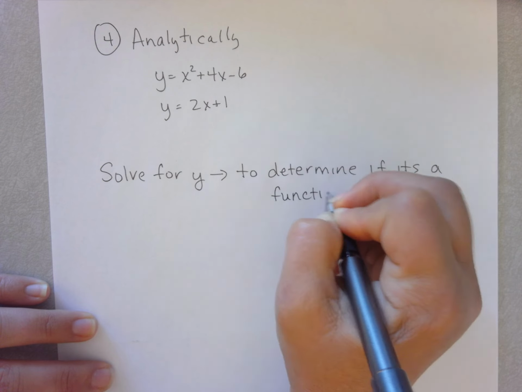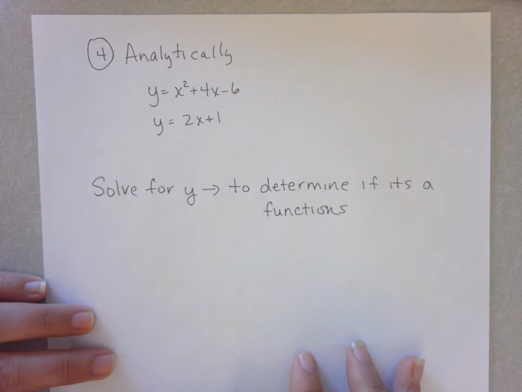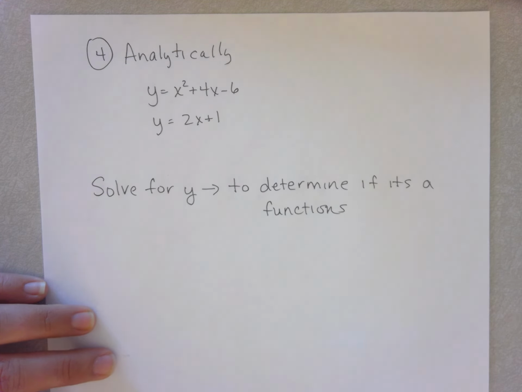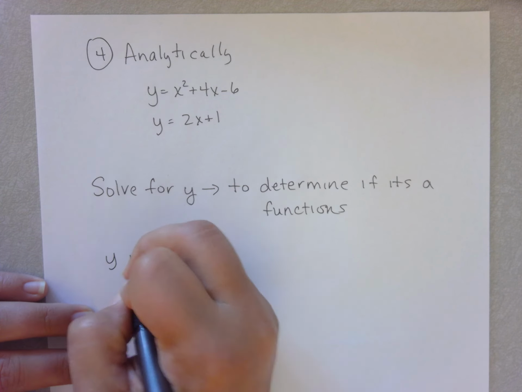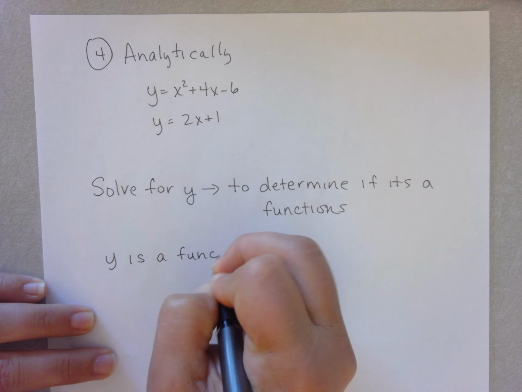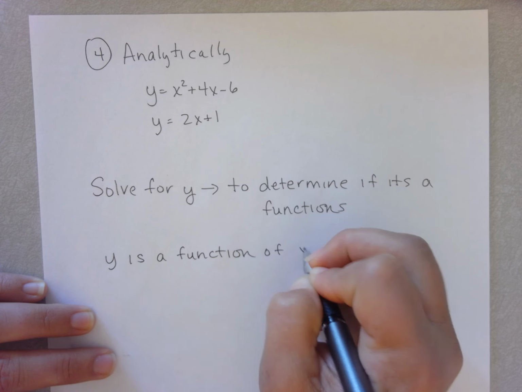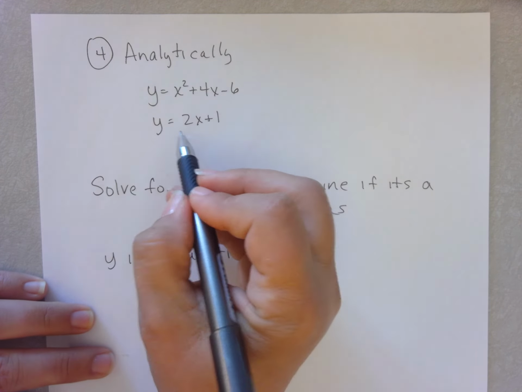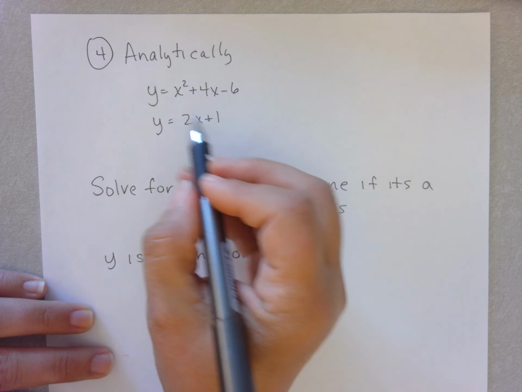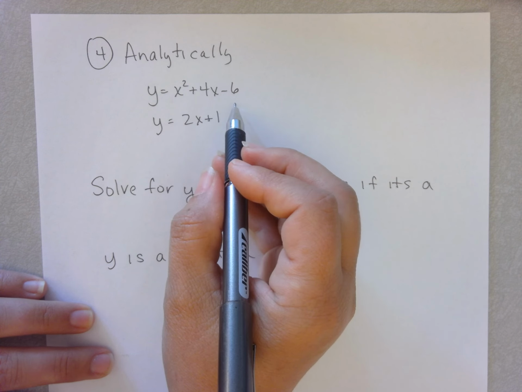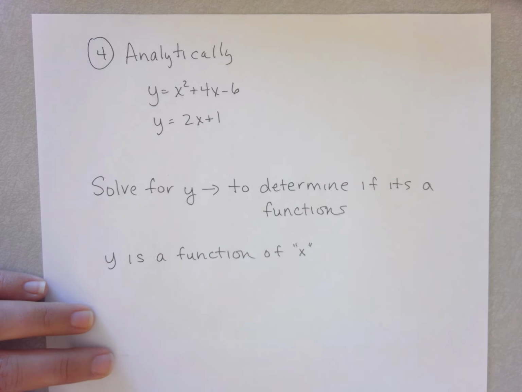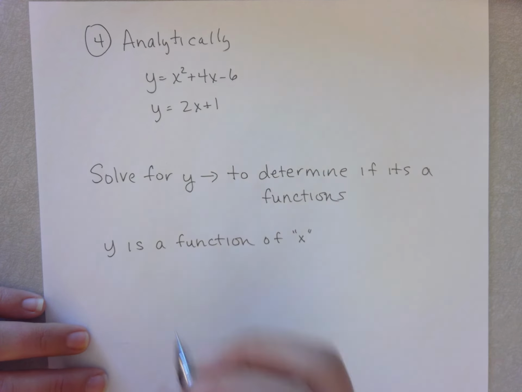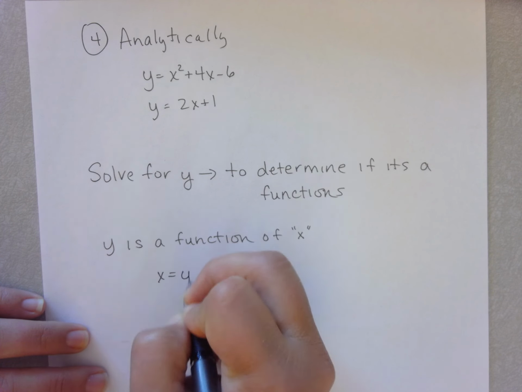So in the two examples that I wrote up here, these are in fact functions of x. We say y is a function of x. Okay? These are in fact functions of x, and I can tell because y is by itself, and I just get y equals 2x plus 1, or y equals x squared plus 4x minus 6. Okay? When I solve for y, if it was going to give me two different values, let's use my example of x equals y squared.